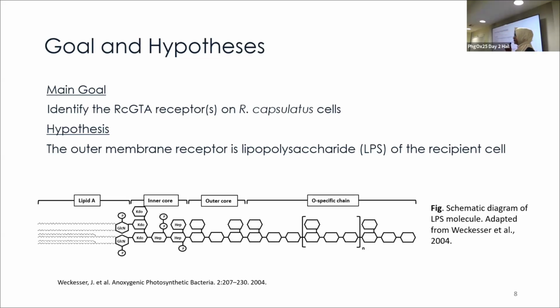And I know there were a few talks about LPSs this morning, but this is a schematic diagram of an LPS molecule. So it has the lipid component called the lipid A, and then there's a short sugar chain called the inner core that's usually characterized by the presence of certain sugars. And coming away from the cell, there's another short chain, the outer core, and at the end there's the O antigen, which is characterized by repeat chain units. And not all bacteria have the O antigen. The ones that do are said to have a smooth type LPS, and the ones that don't are said to have a rough type LPS.